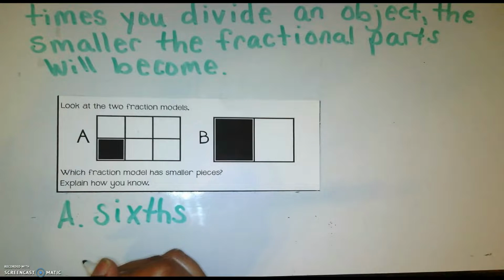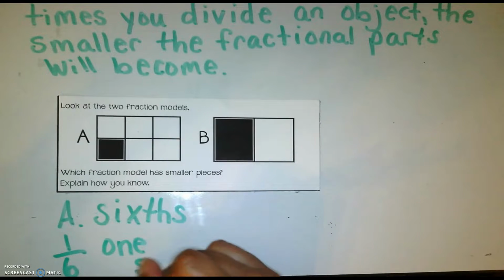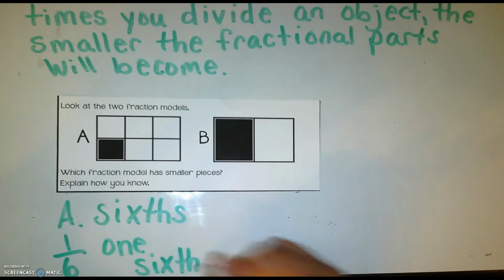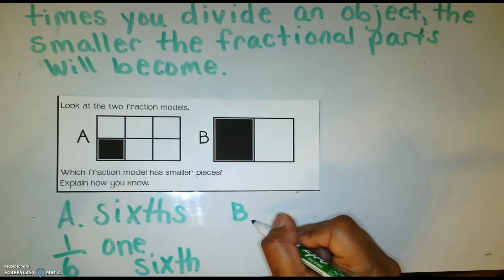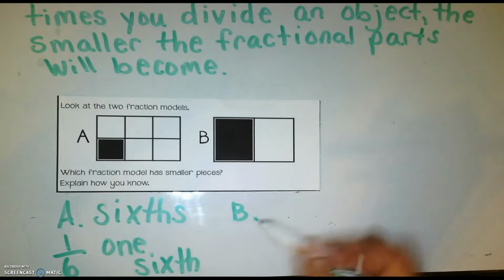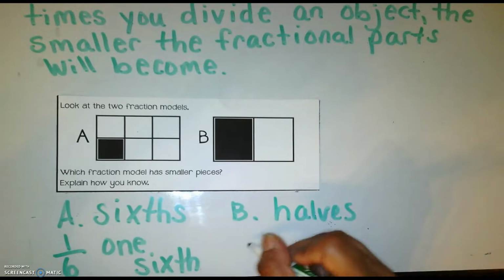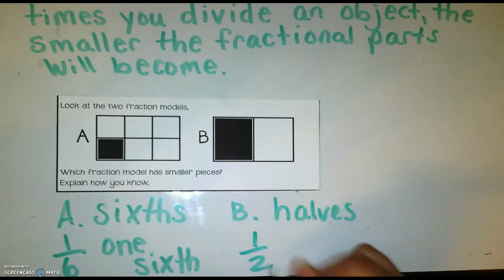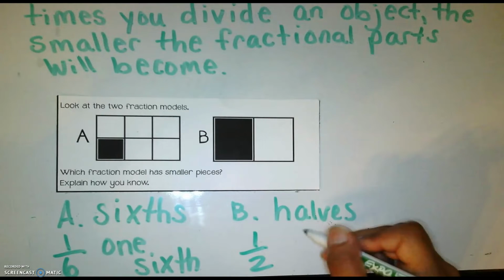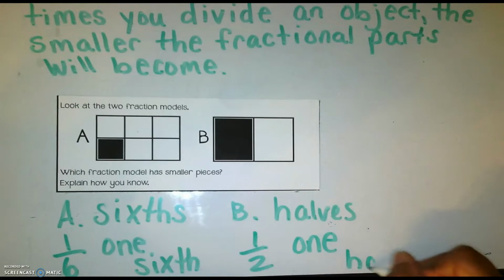And if we were in 3rd grade, it would look like this. But what we do in 2nd grade is we just write 1/6. And B, 2. You're right, there's 2 parts. What do we call it when it's halves? Halves. And in 2nd grade, it would be 1/2.